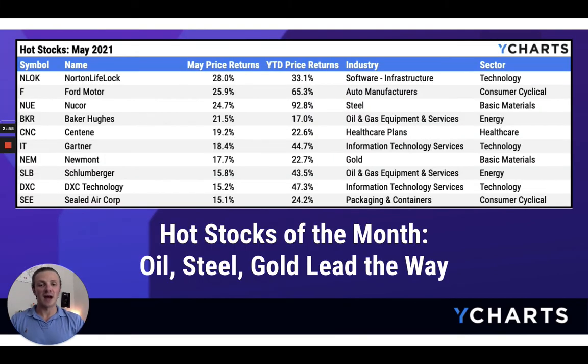In the top 10 hot stocks of the month in the S&P 500, oil, steel, and gold stocks were particularly leading the way. Shares of Nucor, Baker Hughes, Newmont, and Schlumberger were all higher as these cyclically sensitive names benefited from reopening.